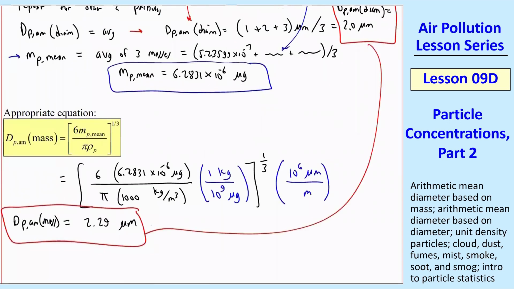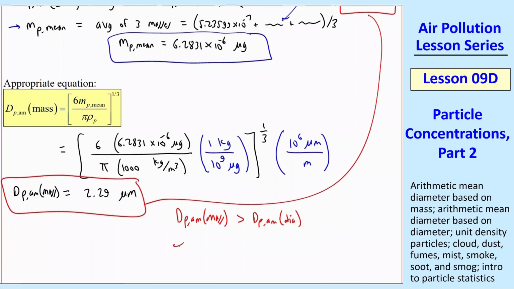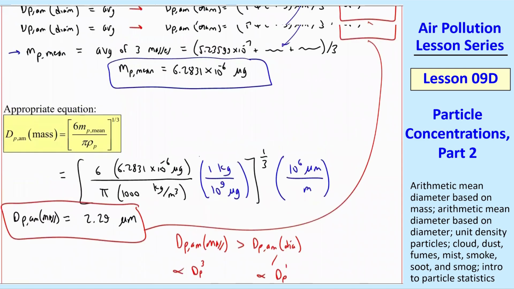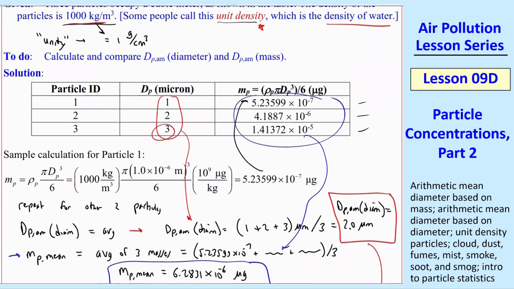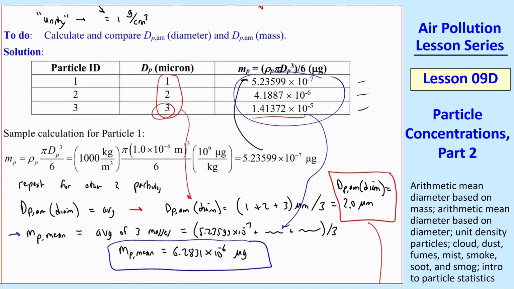Comparing these two, you can see that dP am mass is not the same as dP am diameter. In fact, it's greater, as we said. That's because, like I said last time, when you calculate masses, your mass is proportional to dP cubed, whereas diameter is proportional to dP itself, just dP to the 1. So the bigger particles, like this number 3 here, have a much bigger mass and weigh heavily in the average mass.